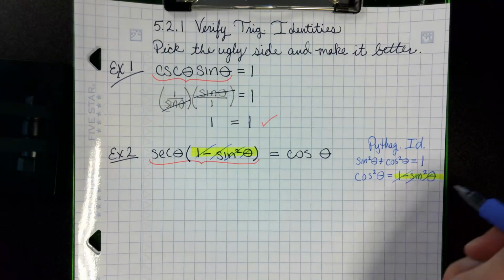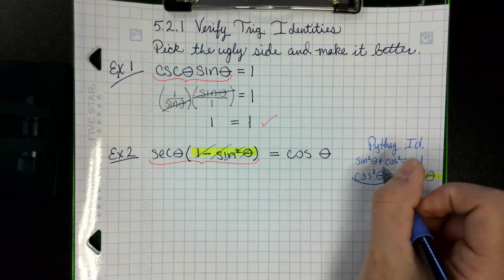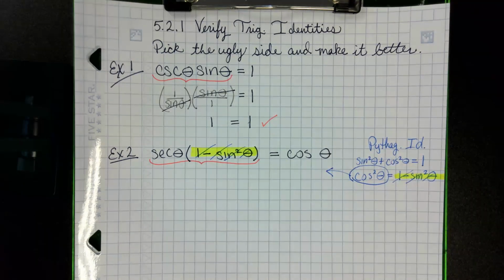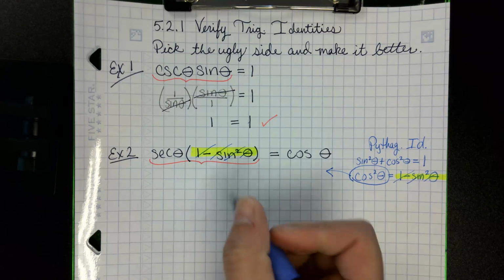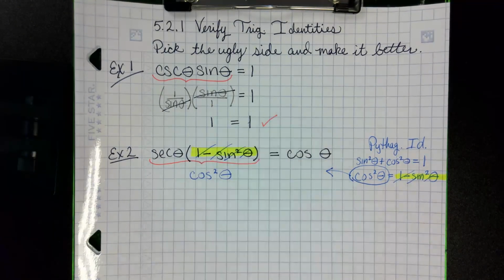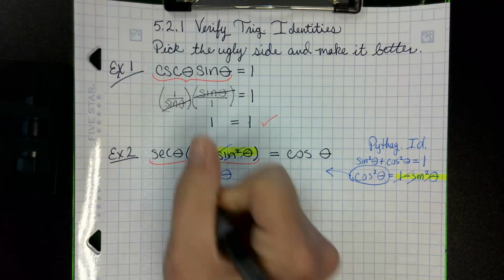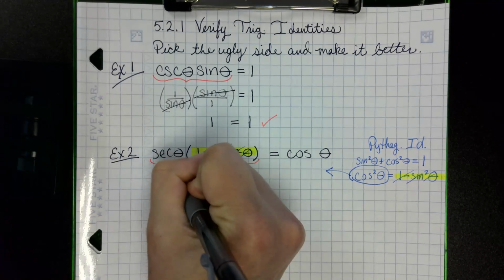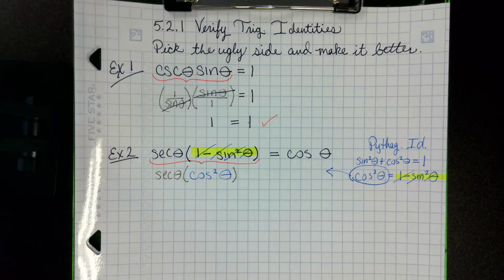And in its place, I can put the other side of the identity. Cosine squared theta is going in place in the parentheses. Cosine squared theta. And I have the rest of it, secant theta, and equals whatever's on the right.